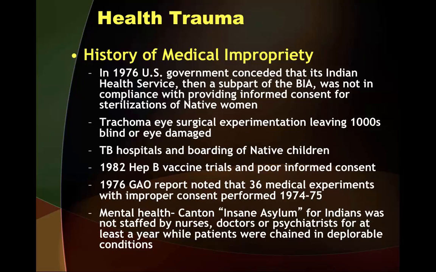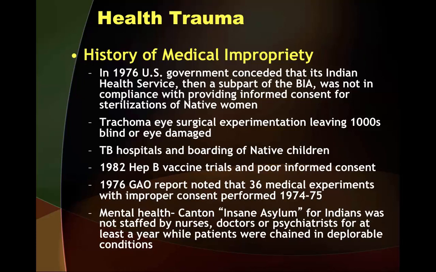So there's actually been a history of medical impropriety in Native American communities. Here are some examples. In 1976, the U.S. government conceded that its Indian Health Service, then a subpart of the BIA, was not in compliance with providing informed consent for sterilization of Native women. So there's a history of forced sterilization of Native women.